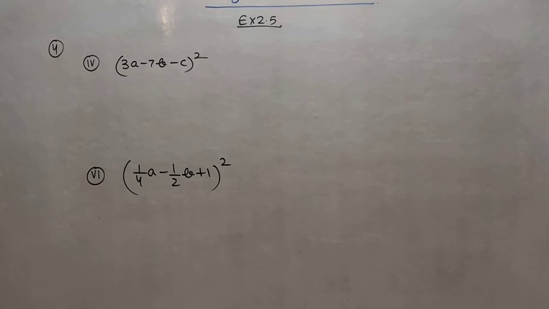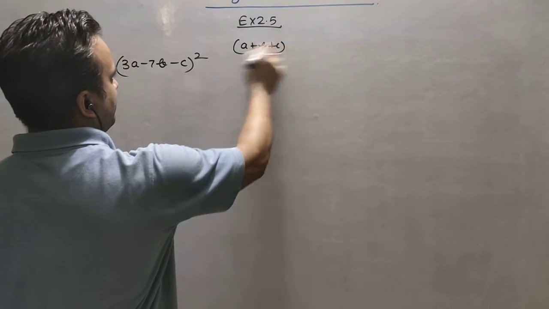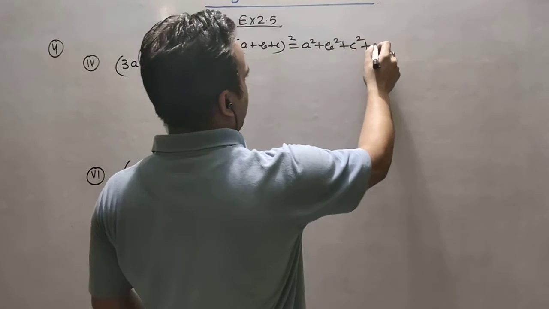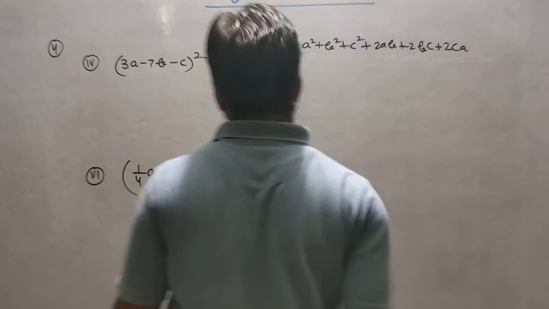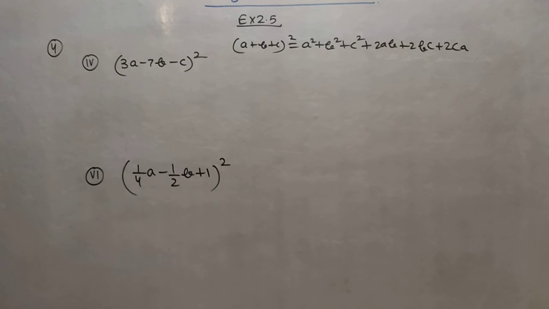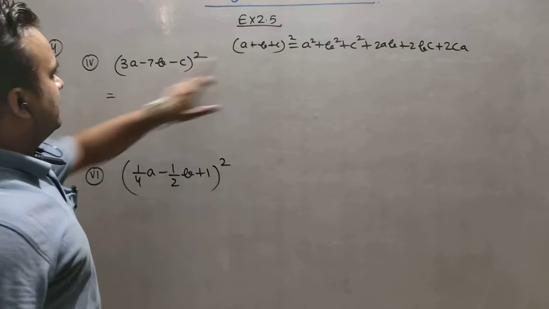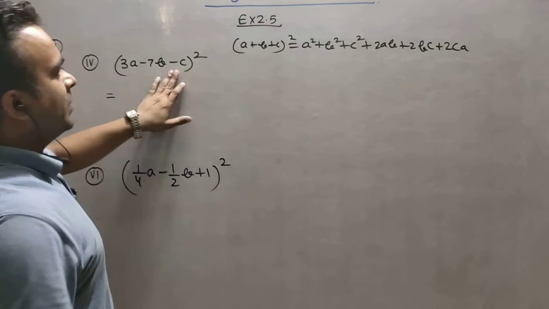So (3a − 7b − c)². Again we will use the same identity, (a + b + c) whole square. So I am writing the identity here again. When I write the identity again and again, it remains in my mind always. So I think the same technique you should also use. Now, what is a here? A is 3a, b is minus 7b, and c is minus c.